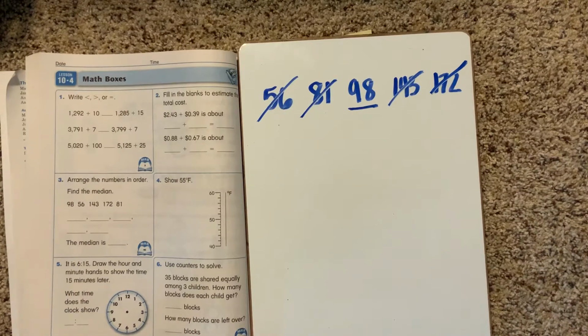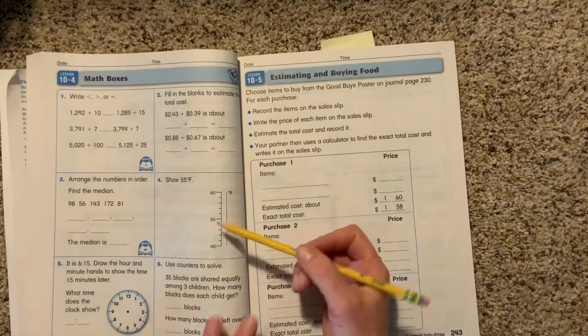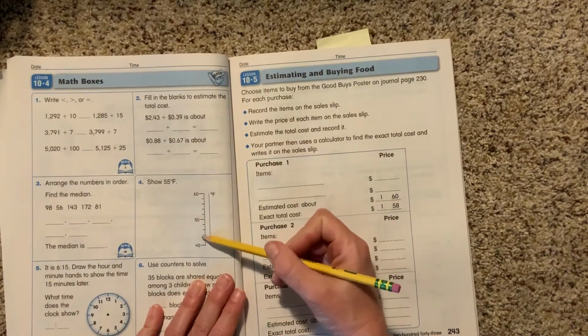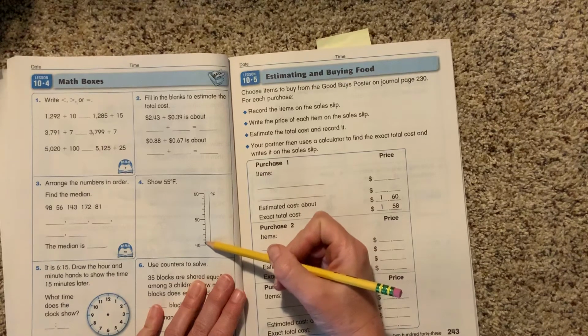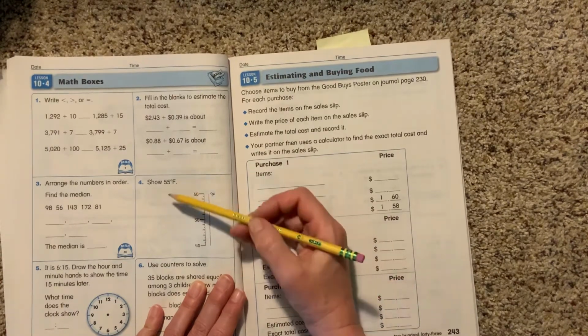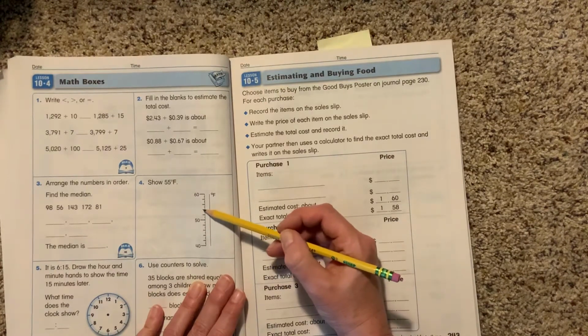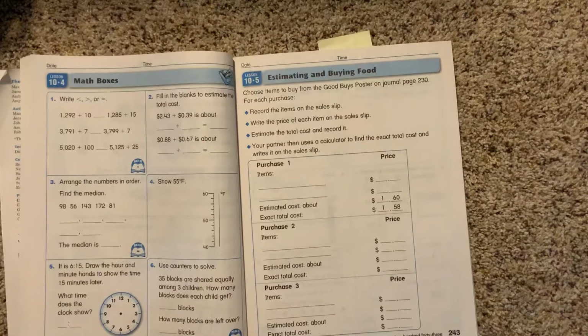Number 4, show 55 degrees. I'm not going to draw this in the book because I don't want to waste a math journal page. But if you look at how it's divided between 40 and 50, the real small little lines are 1 degree, but each of these larger lines in between is 2 degrees. So count up to find 55. Here's 50, 52, 54, if this is 56, then 55 is going to be this little line right in the middle, 55 degrees Fahrenheit.